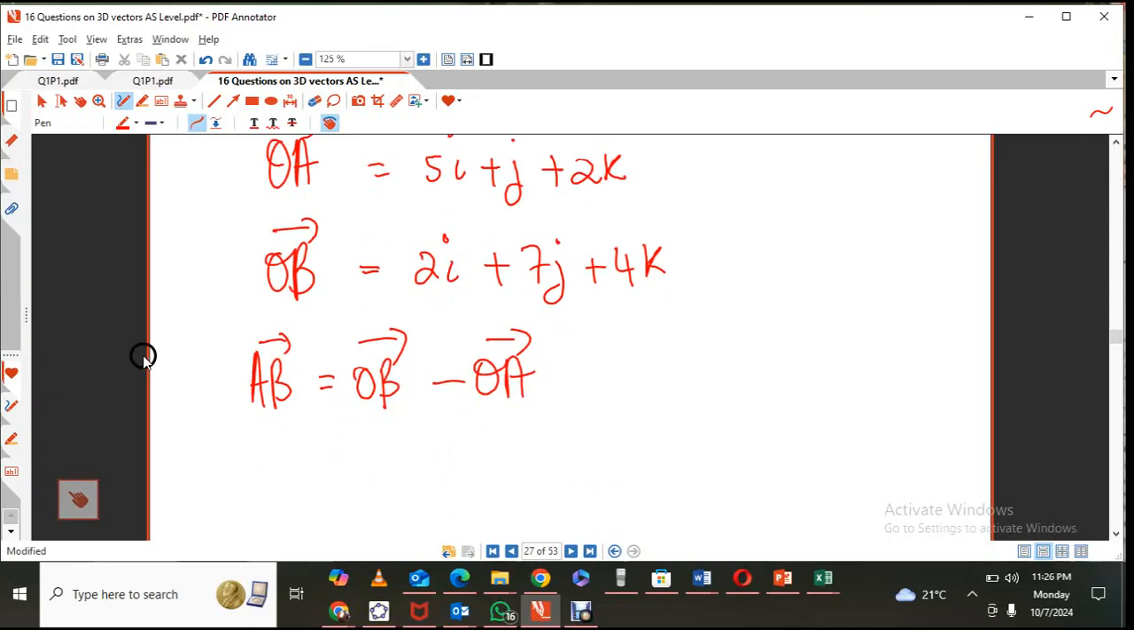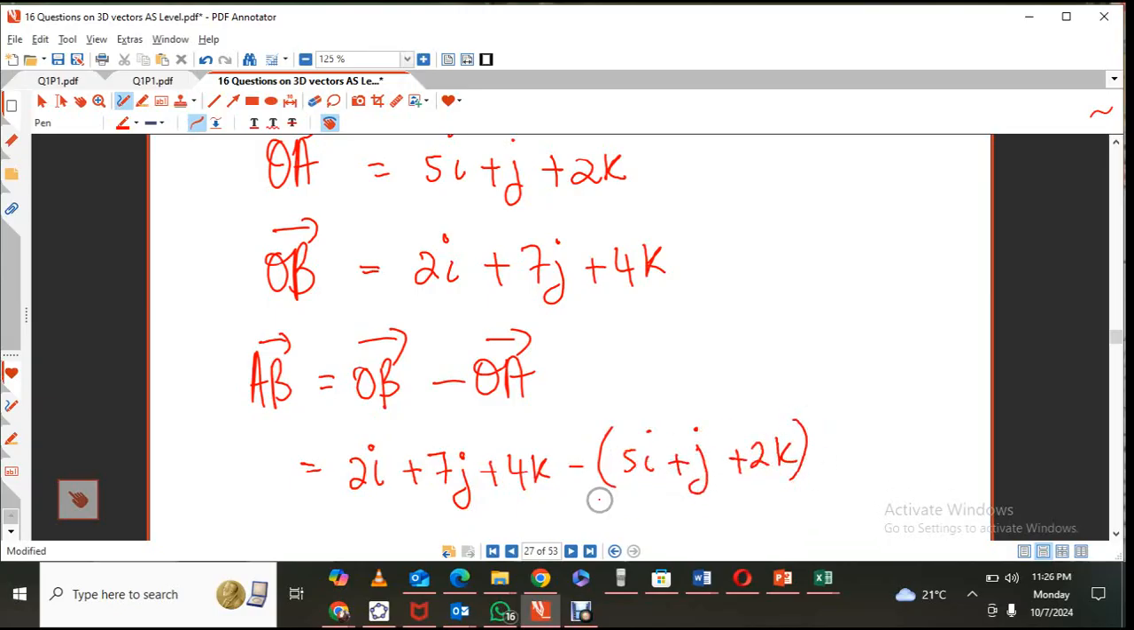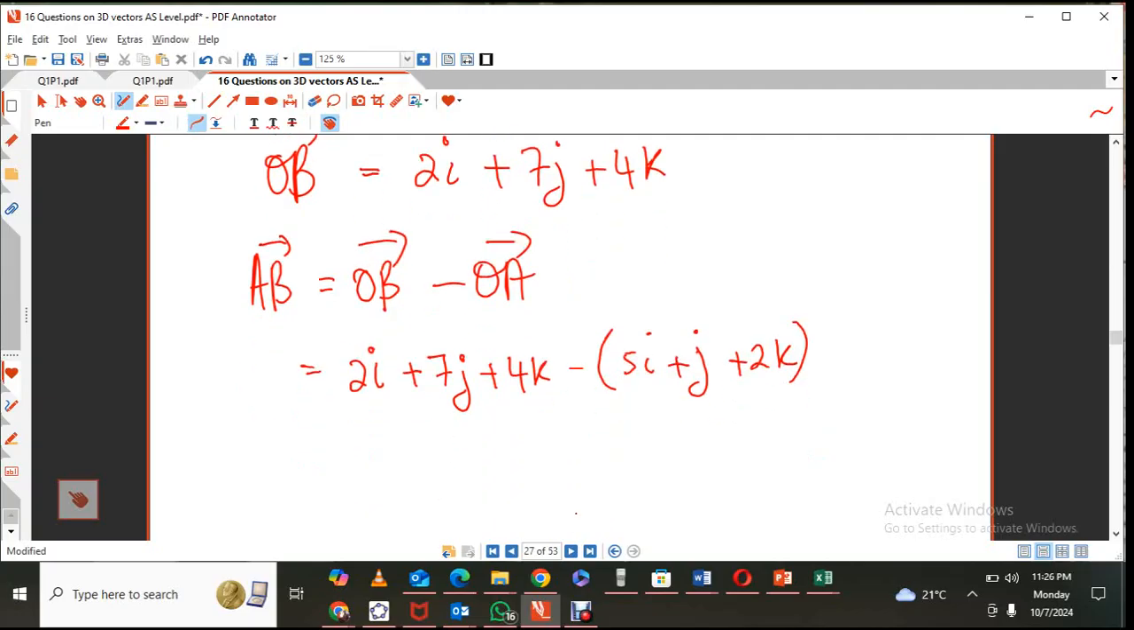Okay, so OB is 2i plus 7 in the j direction plus 4k, minus, that is 5i plus j plus 2k. Now, I'm expecting an AS level student to be able to do the subtraction here. Okay, you should get negative i, and then you have 7 minus 1, so plus 6j, 4 minus 2, plus 2k. You got it?